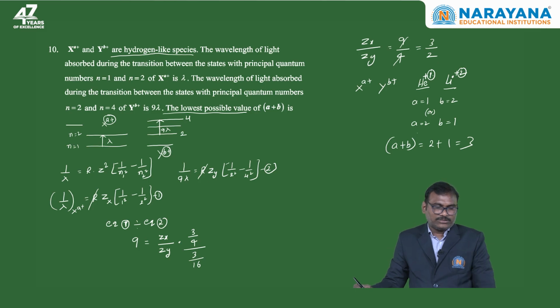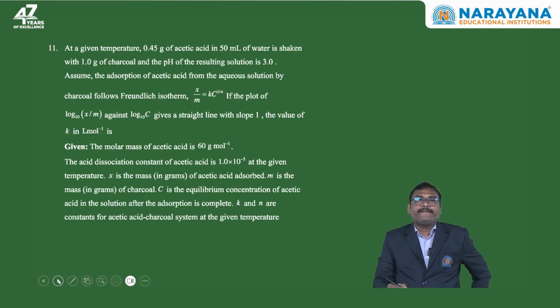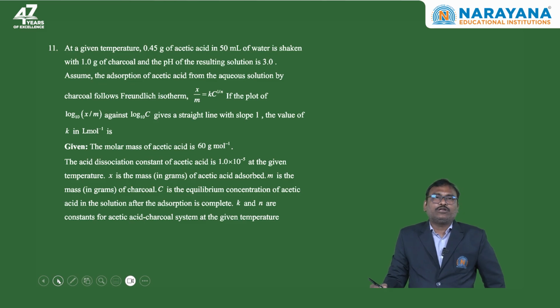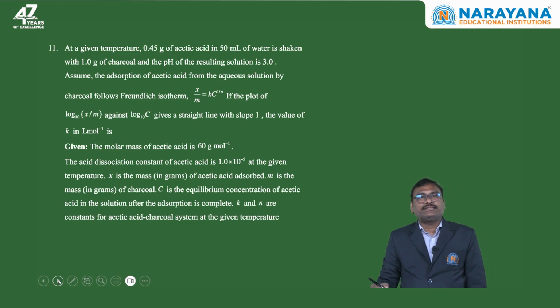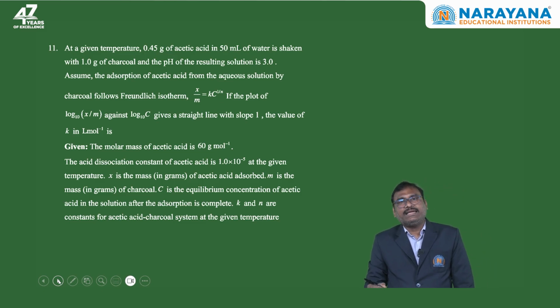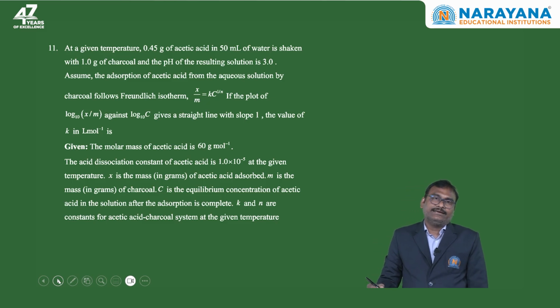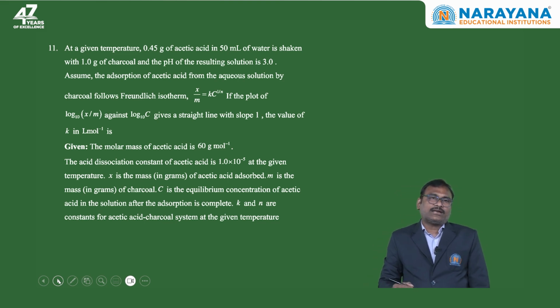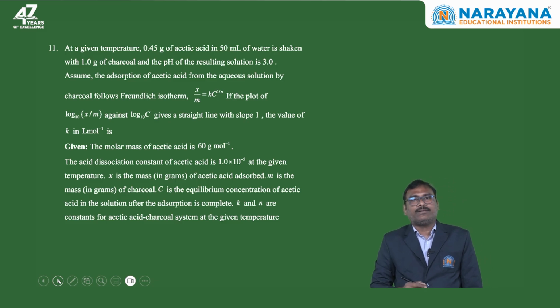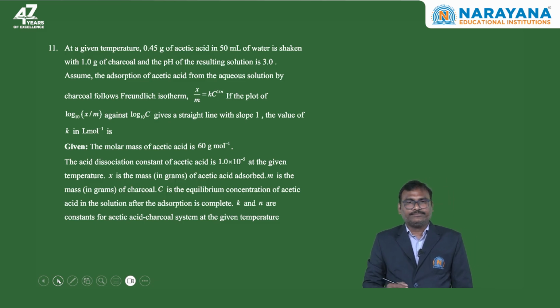Now, let us go for the next question, students. At a given temperature, 0.45 grams of acetic acid in 50 ml of water is shaken with 1 gram of charcoal, and the pH of the resulting solution is 3. Assume that adsorption of acetic acid from the aqueous solution by charcoal follows the Freundlich adsorption isotherm, that is x by m equal to k into c power 1 by n. If the plot of log x by m versus log c gives a straight line with slope 1, that is 1 by n is equal to 1.